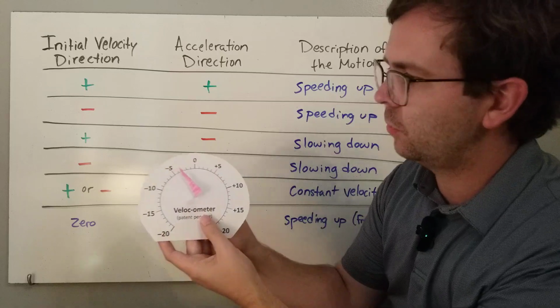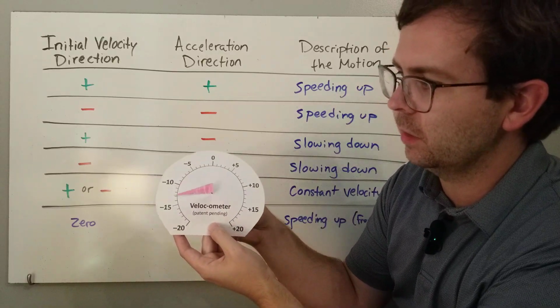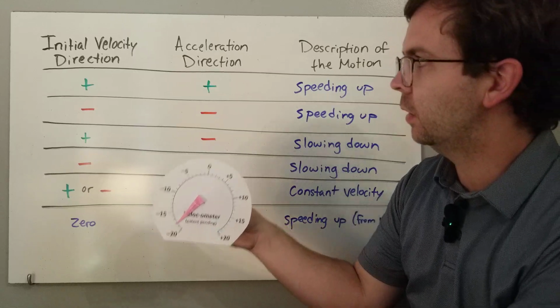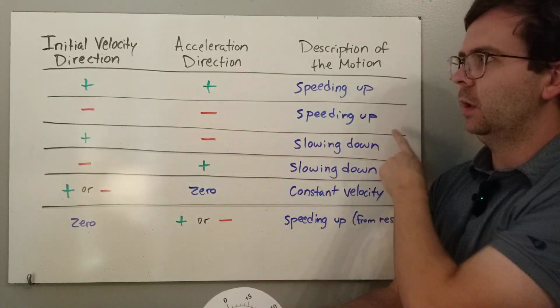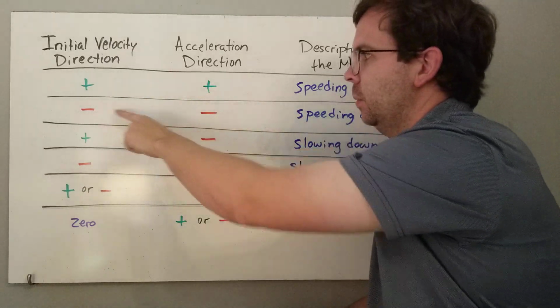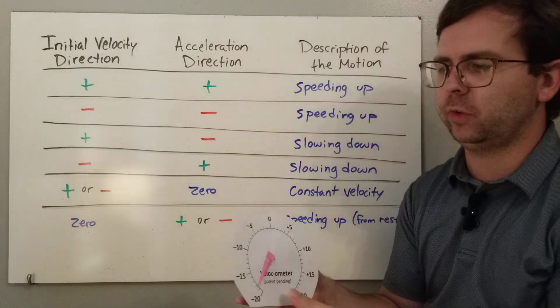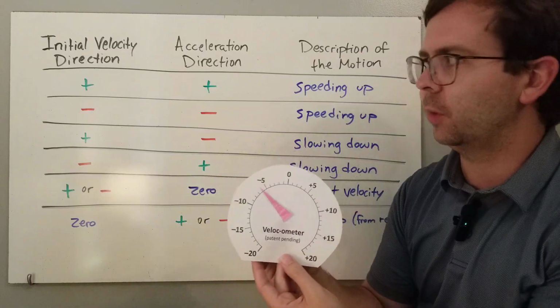If we have a negative initial velocity and the acceleration is negative, we're speeding up again. So negative initial velocity, negative acceleration, speeding up again. So if they are the same, so initial velocity and acceleration are the same, then that means you're increasing your speed. You're becoming more of that thing, getting further and further from zero.